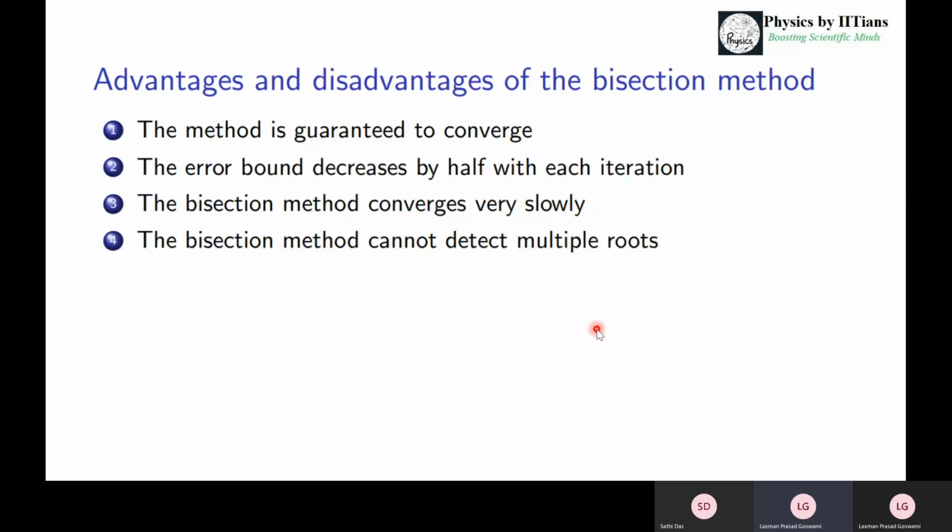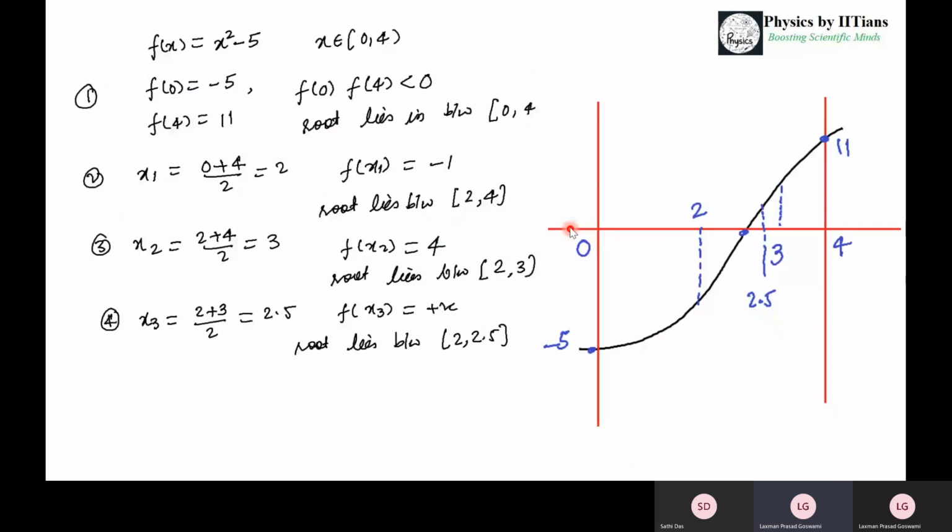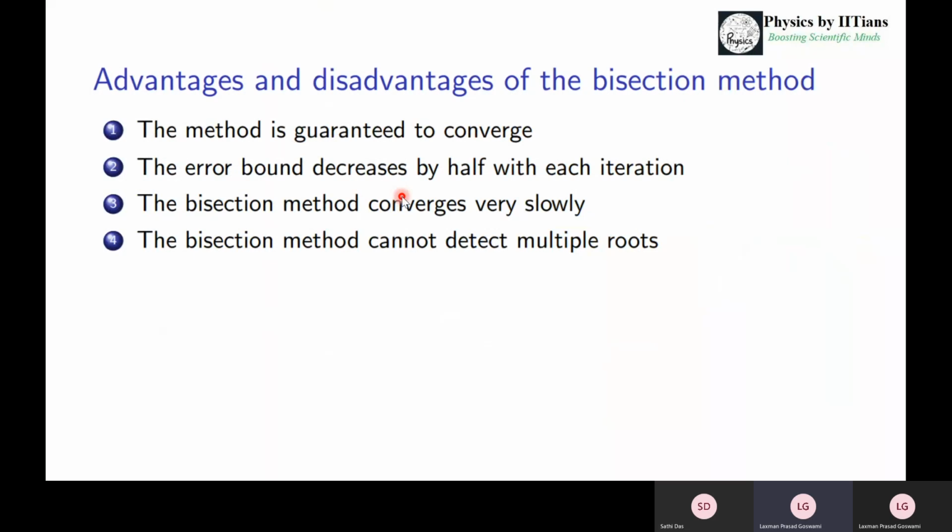If there are multiple roots of an equation, then this method fails. Suppose we want to find the roots of x square minus 5. As this is a quadratic equation, it will have two roots. But we are just focusing on a certain root, and this method will give you a single root. If we want the second root of this equation, we need another interval in which we can proceed with the similar procedure. So this method fails to give you more than one root. So these are some advantages and disadvantages.